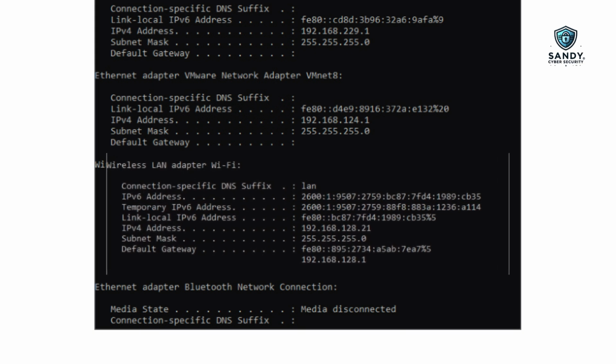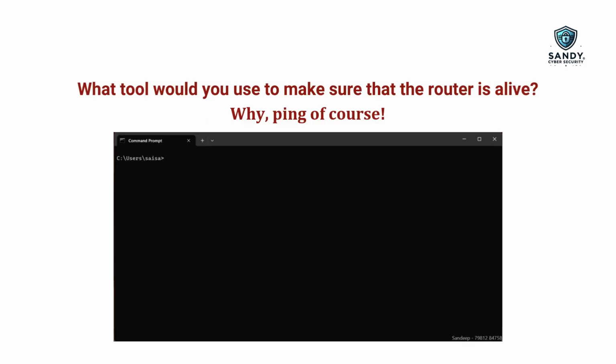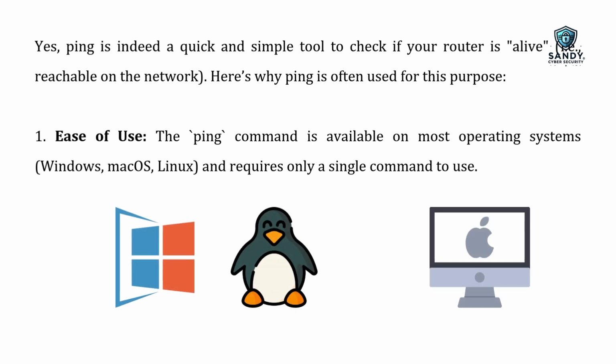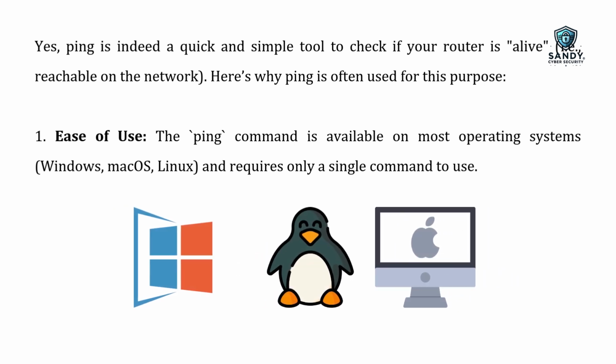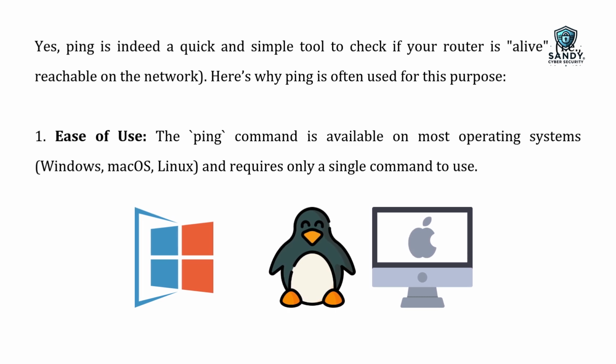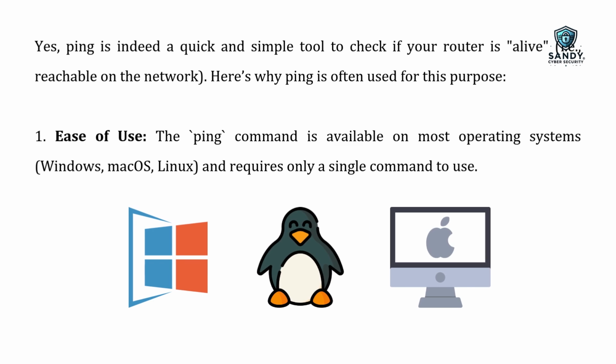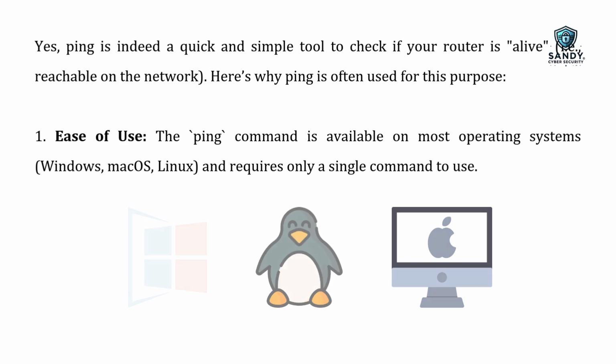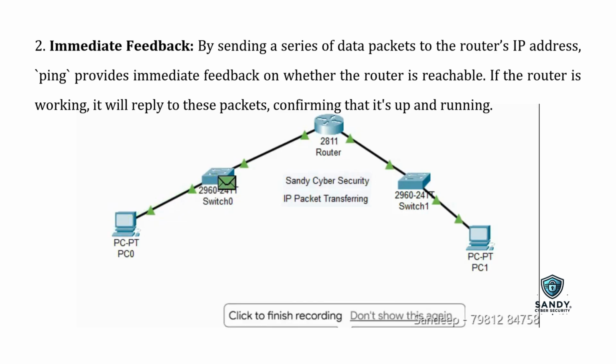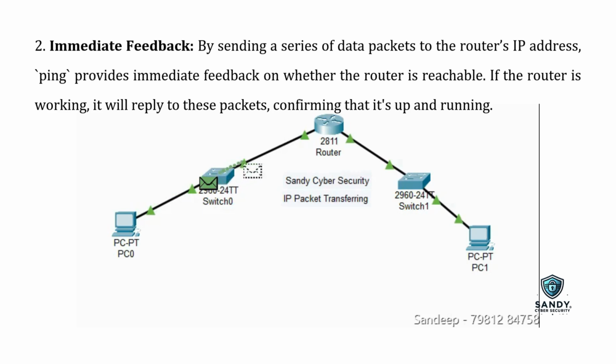To find your router's private IP address, look for the default gateway. What tool would you use to make sure that the router is alive? Why, ping, of course. Yes, ping is indeed a quick and simple tool to check if your router is alive, i.e., reachable on the network. Here's why ping is often used for this purpose. 1. Ease of use. The ping command is available on most operating systems, Windows, macOS, Linux, and requires only a single command to use. 2. Immediate feedback. By sending a series of data packets to the router's IP address, ping provides immediate feedback on whether the router is reachable. If the router is working, it will reply to these packets, confirming that it's up and running.